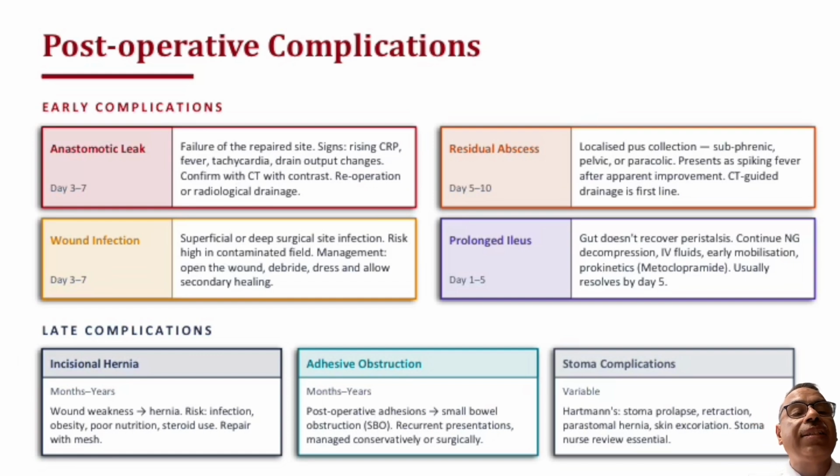Residual abscess may occur if the peritoneal toileting is not properly done. Expect residual abscess and its associated signs and symptoms to occur on day 5 to 10 following surgery. Basically, it is a localized pus collection, and the commonest locations are the subphrenic space, that means just under the diaphragm, the paracolic gutters, or the pelvis. These are the three important sites for residual abscesses. Suddenly the patient would have spiking, swinging fever after initial improvement. Do an immediate CT scan, localize the abscess, and try to drain it first under CT guidance. If it fails, then open surgery may be required.